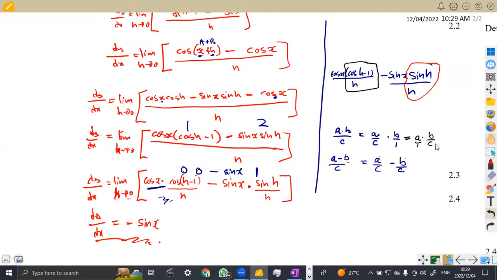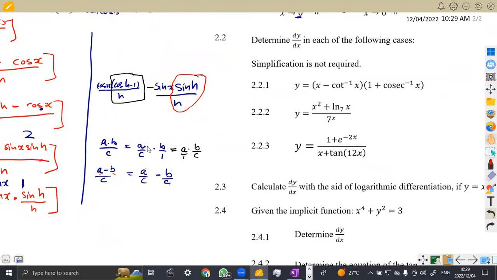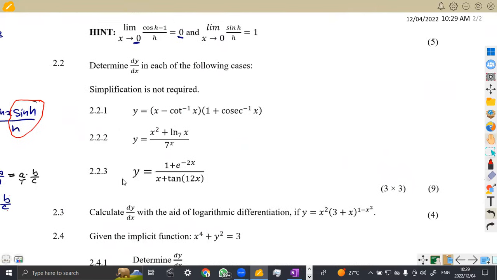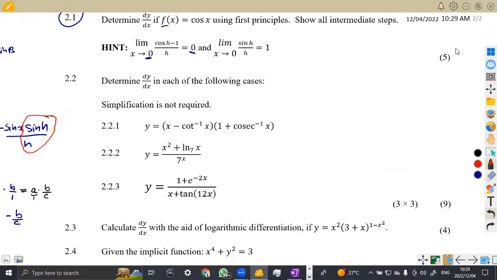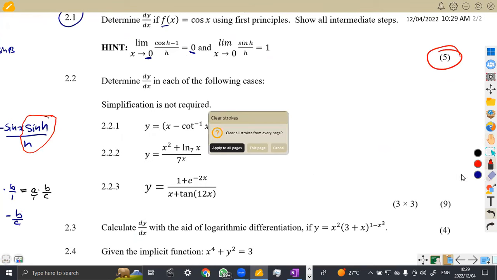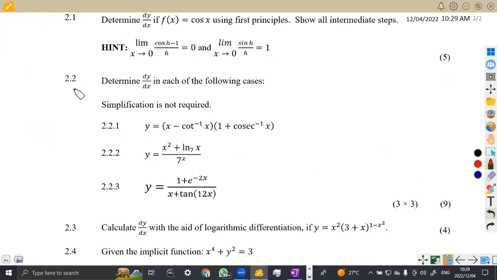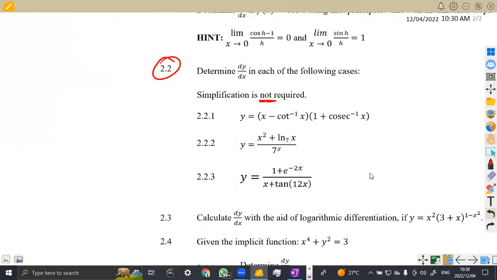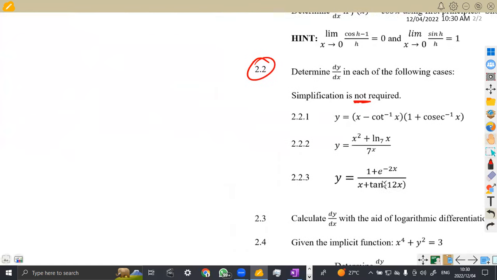We are going to check the other part of the question, which is question 2.2. The first one was actually 5 marks. All right, anyways, 2.2, we are given: determine the dy/dx in each of the following cases. Simplification is not required. They are not saying do not simplify, they are just saying, just write the derivative. Do not worry about simplifying those answers.